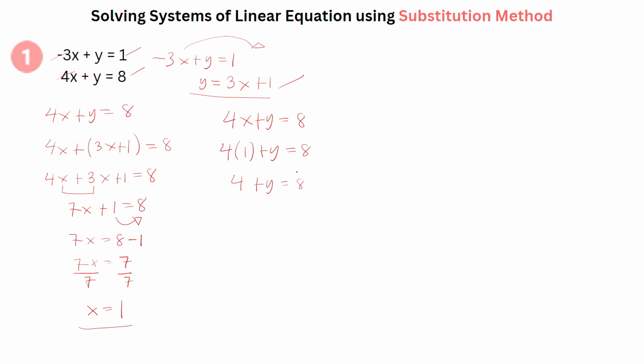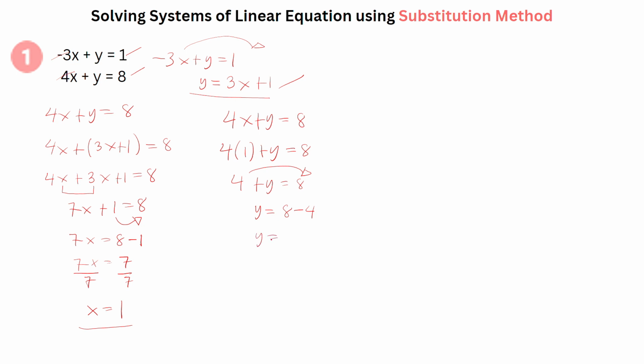How do you solve for y? Make it solo, make it positive. Is the y already solo? Not yet. So what do we do? Transpose the 4 to the right side. What will happen now? y is equal to 8. What will happen to 4? Negative 4. So 8 minus 4.